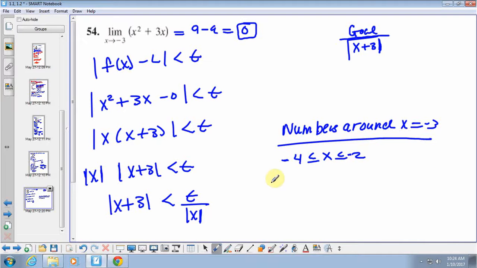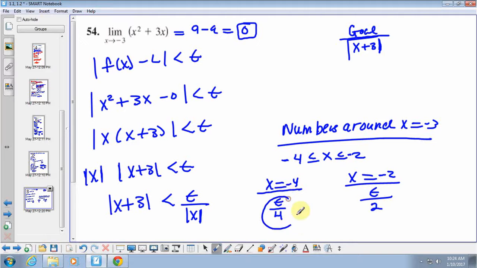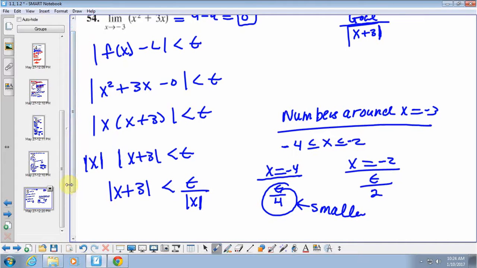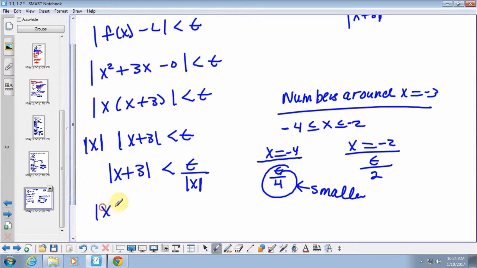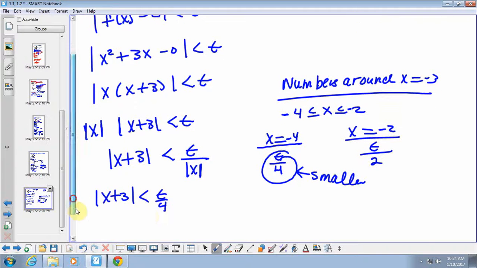So if we look at x equals -4, we have epsilon over the absolute value of -4, which is 4. If we look at x equals -2, we're going to have epsilon over the absolute value of -2, which is 2. Which value is smaller? This is the smaller value. Remember, if your bigger number is in the denominator, that really makes it your what? Smaller number. So we have the absolute value of x plus 3 is less than epsilon over 4, which makes our delta epsilon over 4.